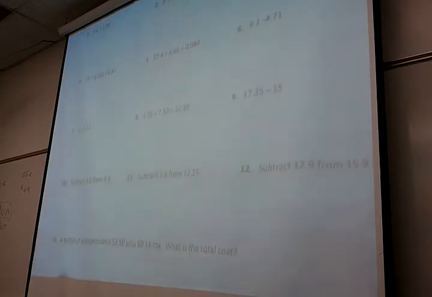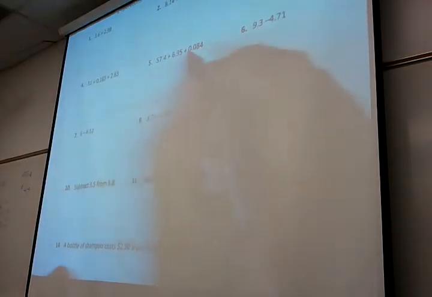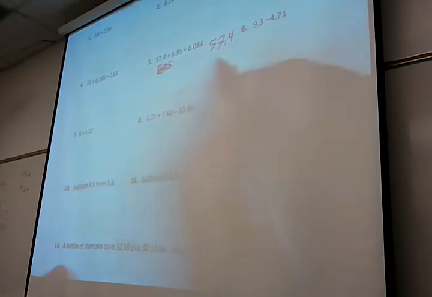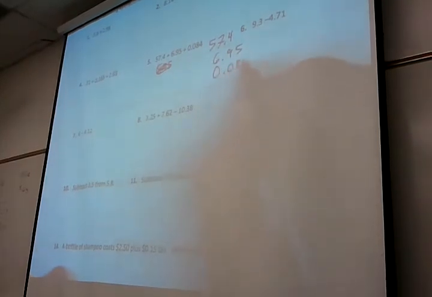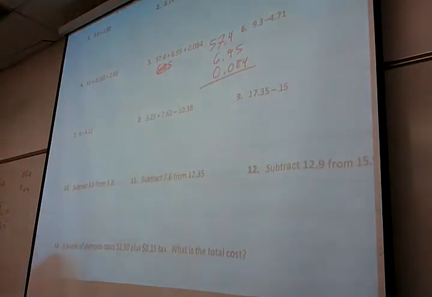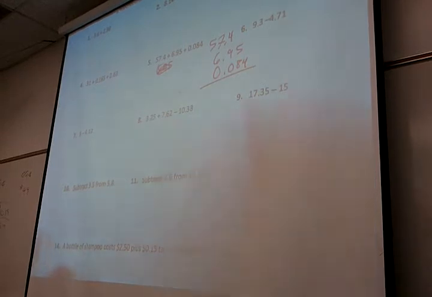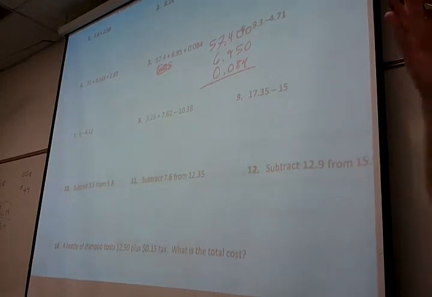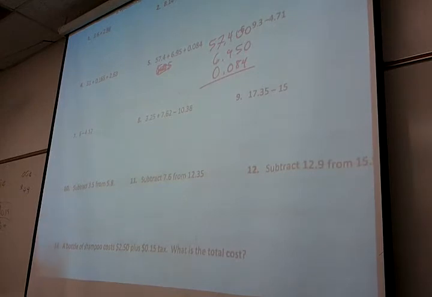So just to do one example, to line this up, 6.95, let me write this whole thing over again actually. 57.4, 6.95, and then 0.084. So if I really wanted to, I can put in a couple zeros to help me have everything in place here. What I'm seeing a few people doing is really, for subtraction, it's very necessary to have those zeros in there. So we'll do a subtraction problem, then we'll move on.